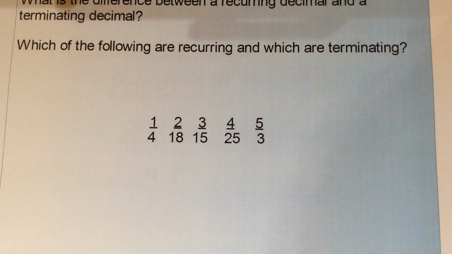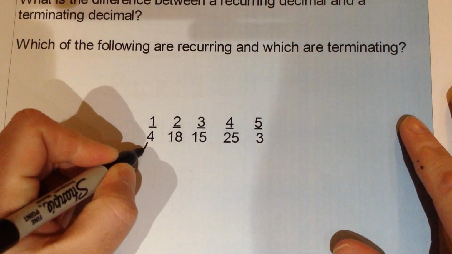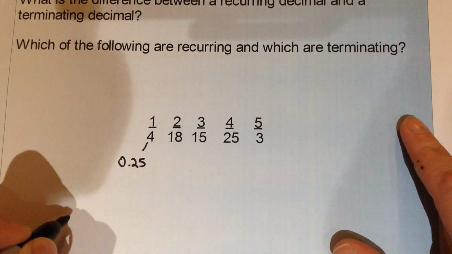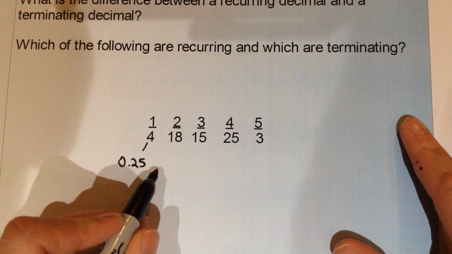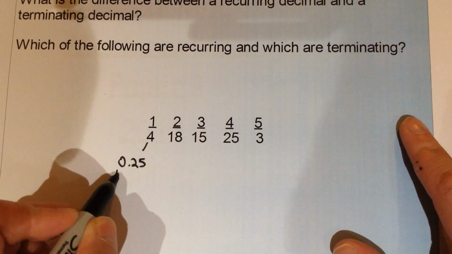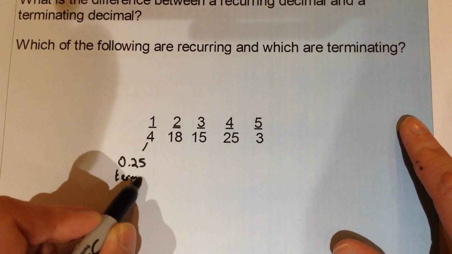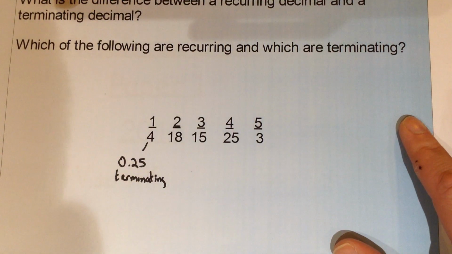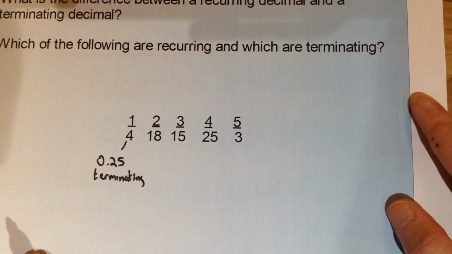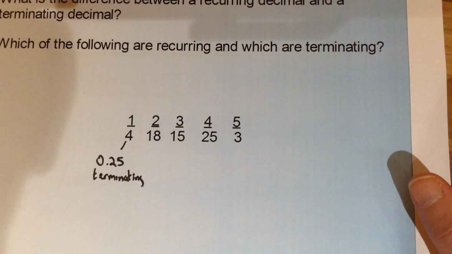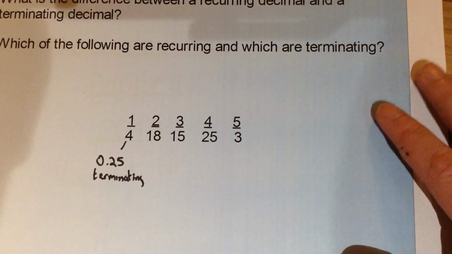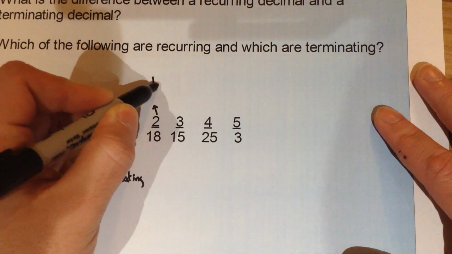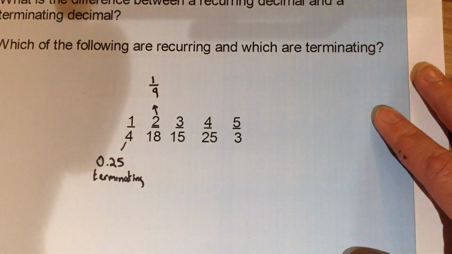Well, the easiest way of doing the first one, 1/4 or a quarter, we know is 0.25. Well, 0.25 stops after that, so we would say that this is a terminating decimal. For some of these other fractions, what's useful is to always try and make sure it is in its simplest form. So 2/18, I would start off by simplifying to 1/9.